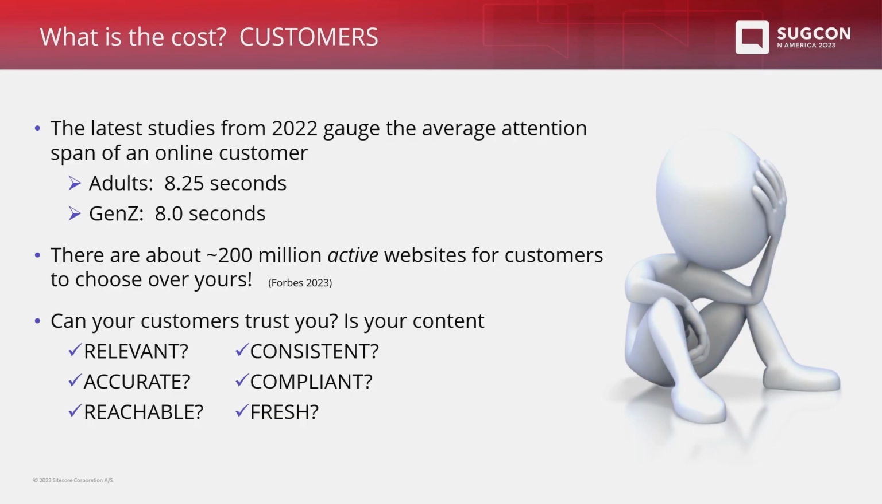You can lose customers. Studies from 2022 gauge the average attention span of an adult online is 8.25 seconds, and the Gen Zers are worse. And I have one living at home. I can attest to this firsthand. You lose an entire quarter of a second of attention span with the Gen Z audience. There's currently about 200 million active websites, so if you lose a customer, they have a lot of choices of places they can go instead of yours. And as an online customer myself, again, I can attest to that.